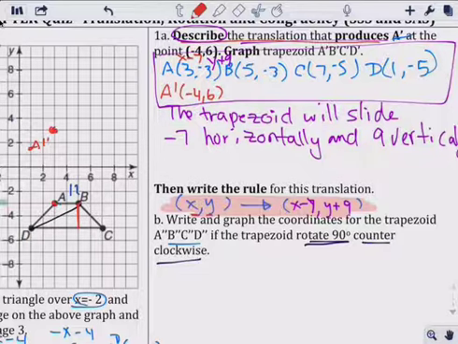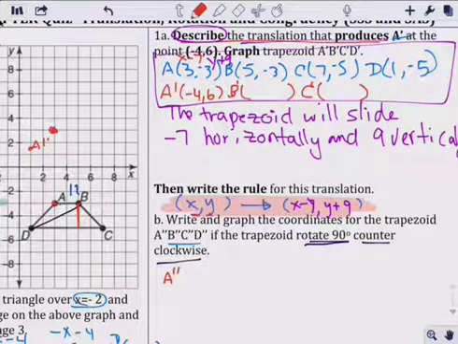So for me, I need to write the coordinates. A double prime. Make sure you finish this one. We wrote the rule. So finish B prime, C prime, D prime. By the rules, she should know how to get the other ones.